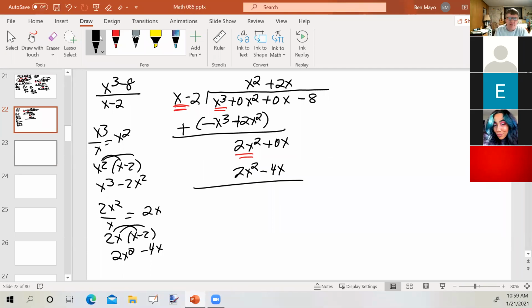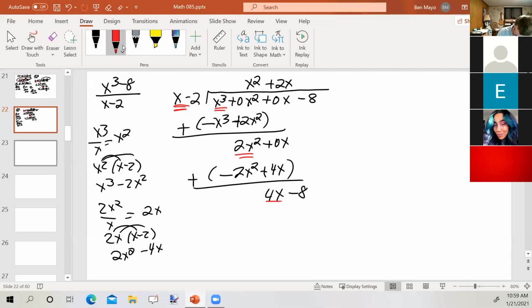If I'm going too fast, let me know. I can slow down. I'm going to subtract that quantity from what's up above. Distributing the subtraction sign, changing it to addition of the opposite. 2x squared plus negative 2x squared is 0x squared. 0x plus 4x is 4x. And bring down the next term, the minus 8.